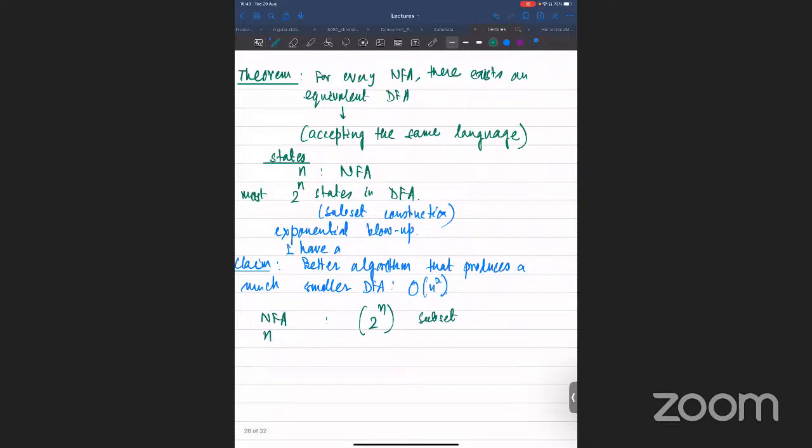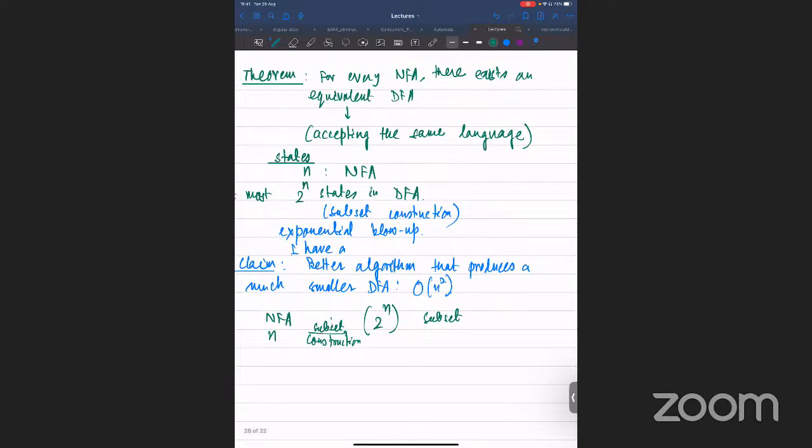We could even take the previous example, I think, the one with the third letter from the right being 1. So what Tefila is saying is that you can take that example of the third letter from the end, and if you construct the corresponding DFA with the subset construction, it will have 2^n states. Yeah. But does that answer my question?